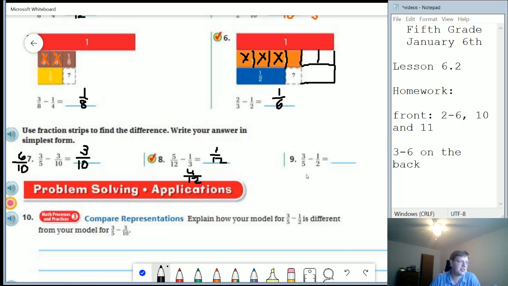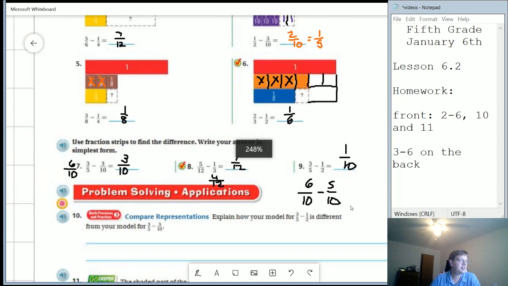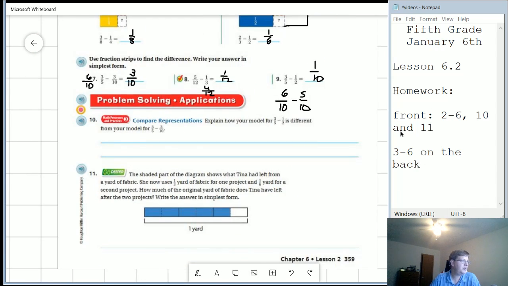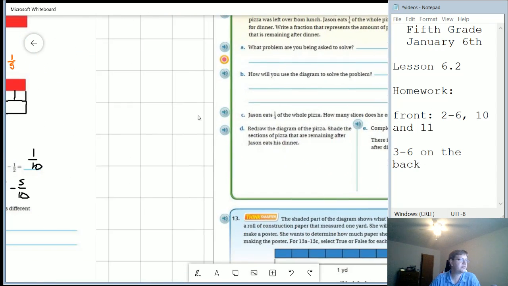So this side is going to be 3 times 2 gives us 6, 2 times 5 gives us 10, 5 times 1 gives us 5, 5 times 2 gives us 10. And so when we subtract, we are going to be left with 1/10. And I'm not going to worry about either of those.